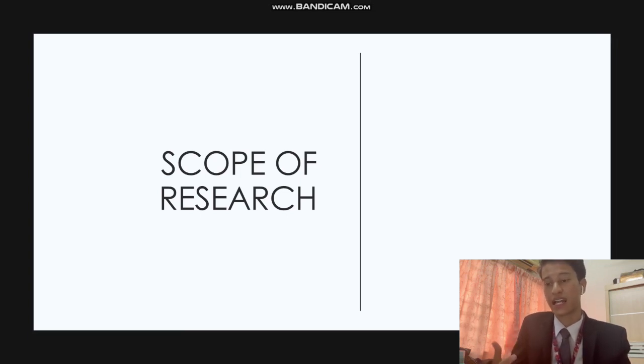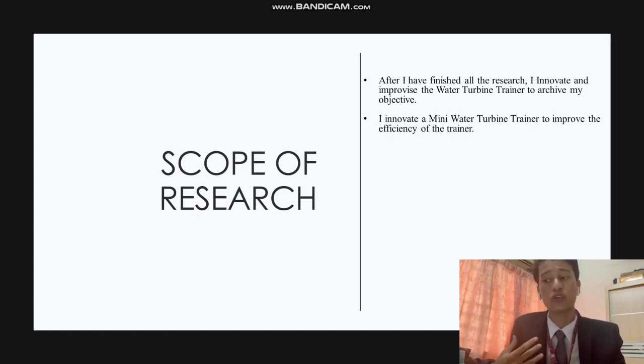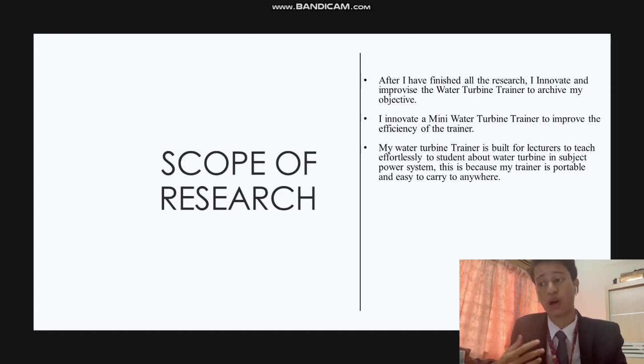This slide shows the scope of my research for this project. First, after I finished all the research, I innovated and improvised the water turbine trainer to achieve all my objectives. Second, I innovated a mini water turbine trainer to improve the efficiency of the trainer. Third, my water turbine trainer is built for lecturers to teach students effortlessly about water turbines in the subject Power System. This is because my trainer is portable and easy to carry anywhere.